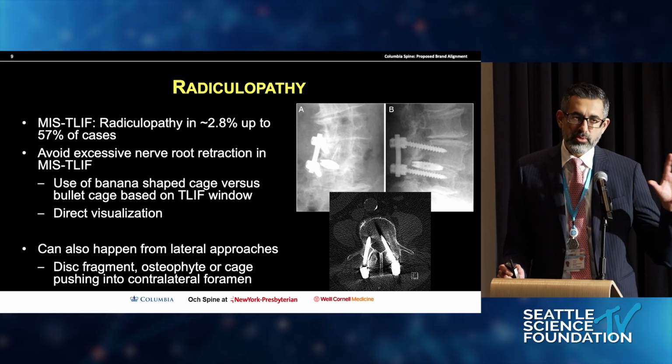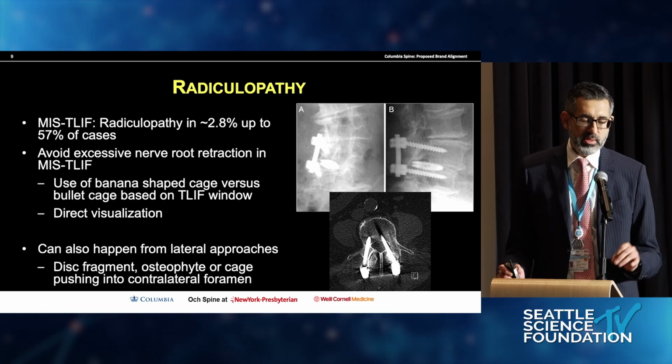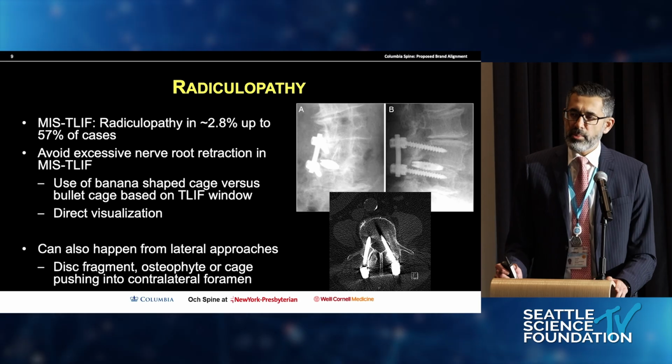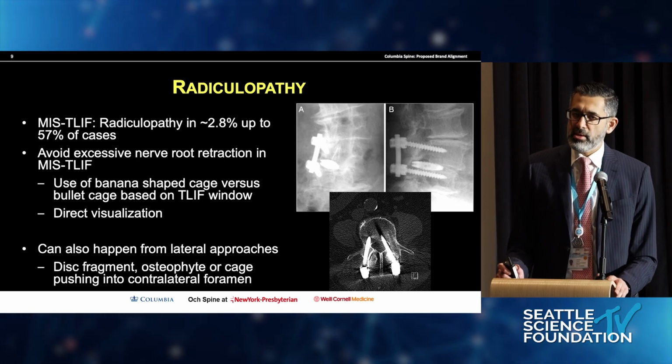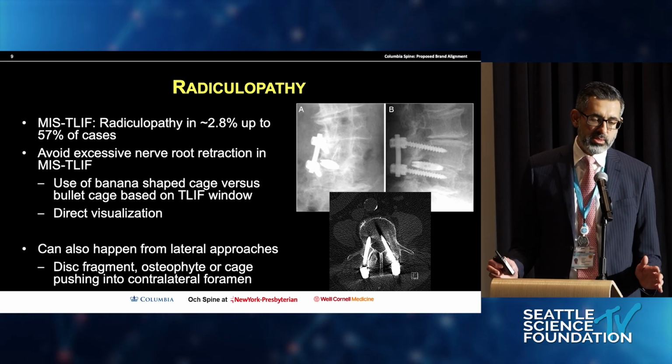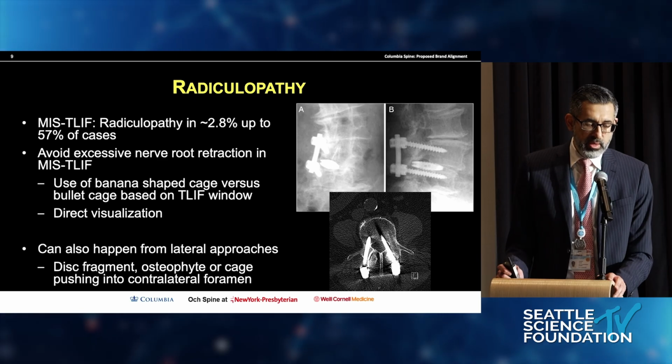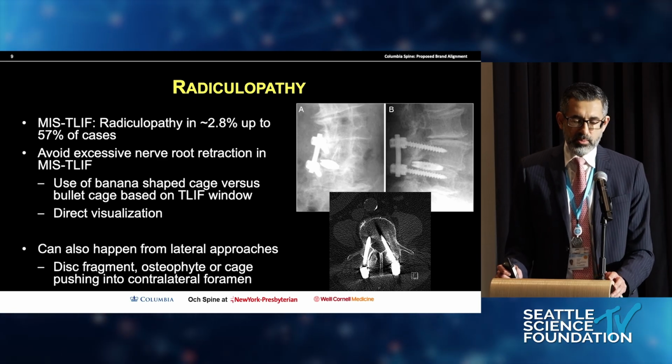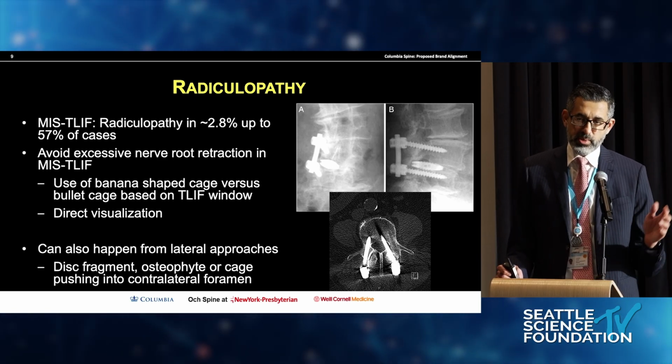So that was probably the most important thing, I think, as far as lateral stuff is concerned. Radiculopathy can be a complication for any type of spine surgery, MIS or open. In MIS TLIF it is seen in about 2.8%, even up to 57% of cases.